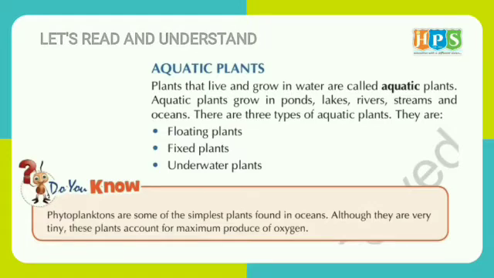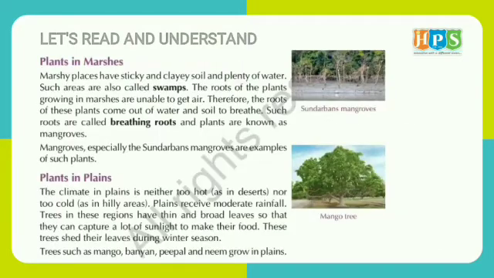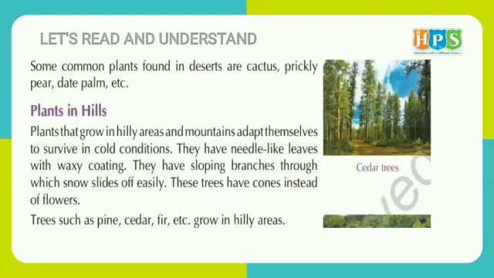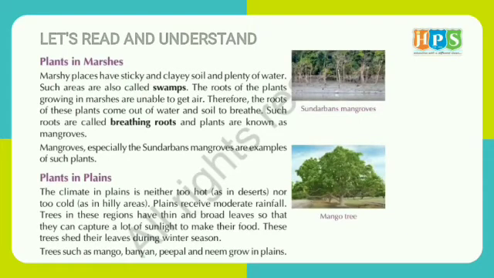Next is aquatic plants. So, first we have read terrestrial plants, and in terrestrial plants, what did we read? We read that there are 4 kinds of terrestrial plants. First, plants in deserts. Second, plants in hills. Third, plants in marshes. And fourth, plants in plains.